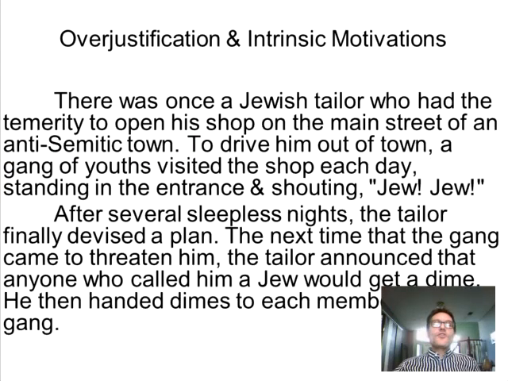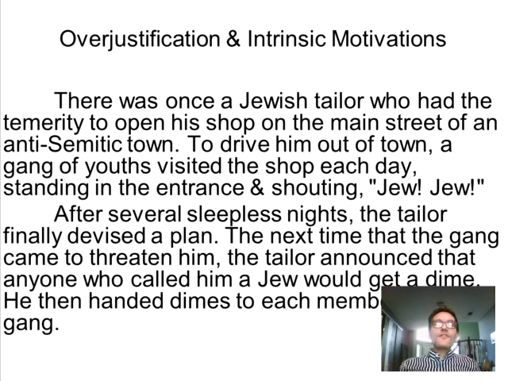Okay? So here's a cute little story. I don't know where it comes from, but there was once a Jewish tailor who had the temerity. I love it. I copied and pasted this. I would never use the word temerity, okay? But I like it. Temerity. The chutzpah, the balls, something like that. We'll just stick with courage, okay?